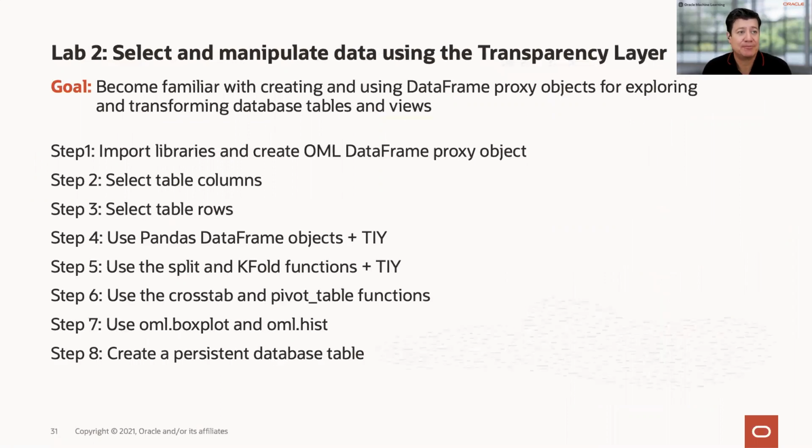And then, let's take a look at lab 2. The idea will be to import the libraries and create the proxy objects, select some table columns, select rows, use pandas data frames, use split functions, crosstab, and do a box plot and histogram. Okay, and finally create a persistent database table.